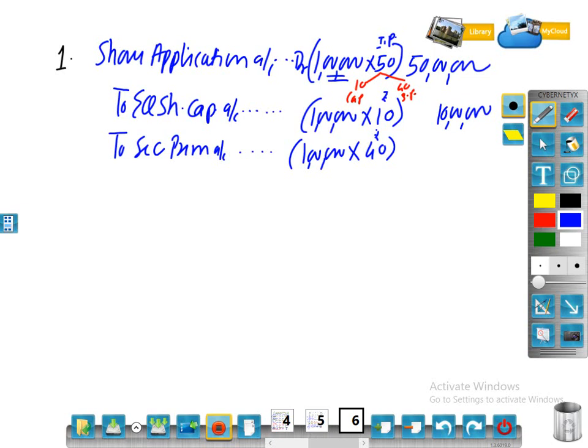So this is a journal entry. Every time you have to write the same journal entry for the application money due. At the beginning, we don't know how much application money we are going to receive. So the company assumes 1 lakh application money is due on 1 lakh shares. So 1 lakh multiplied by 50, that is 50 lakh. Second, here you can write being application money due.